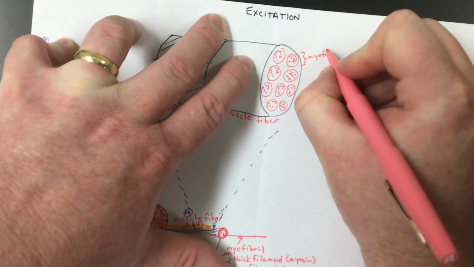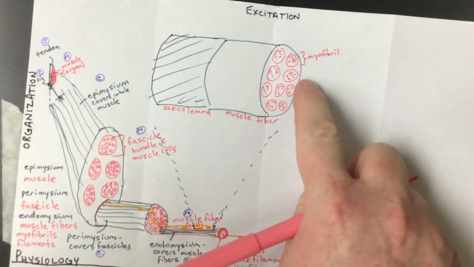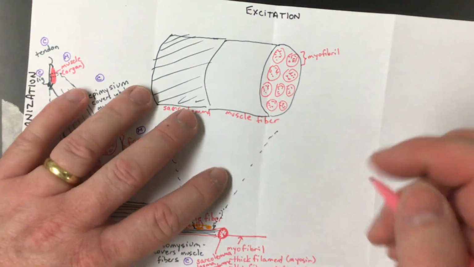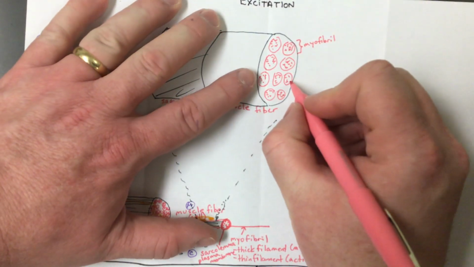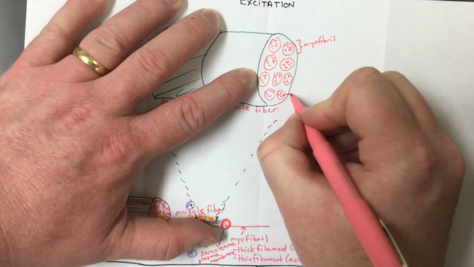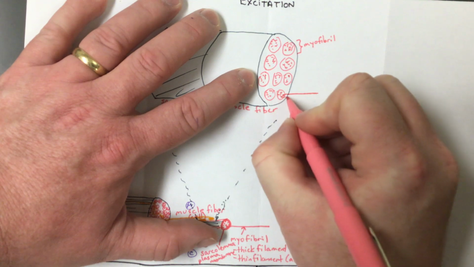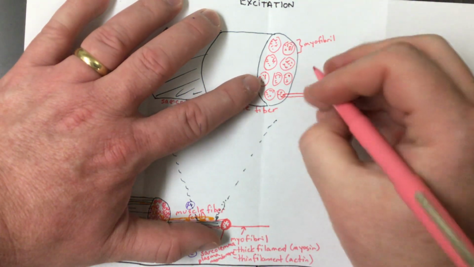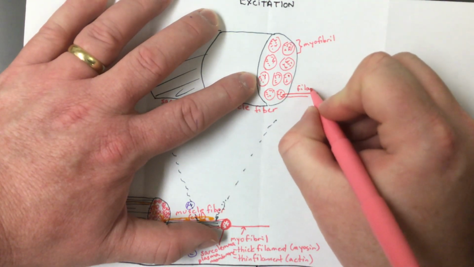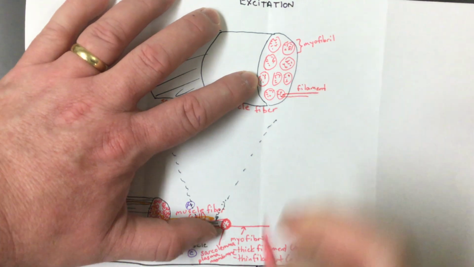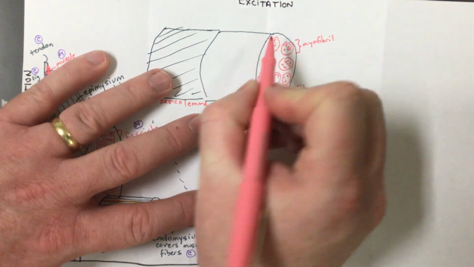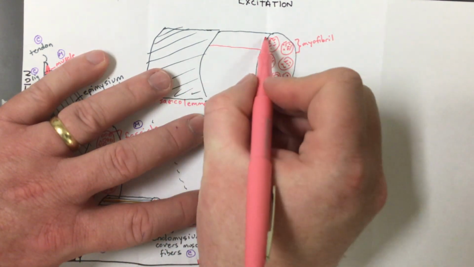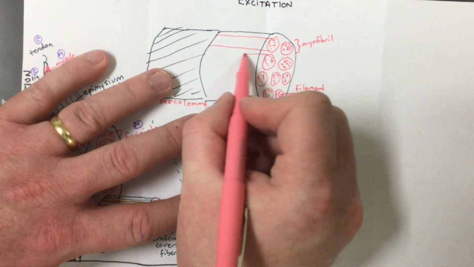And then myofibrils are even smaller. Let's pull one of these out since we couldn't pull it out down there. Each one of these would be considered a filament. Okay, so we're a little bit organized here, and I'm going to draw these guys as going all the way back.